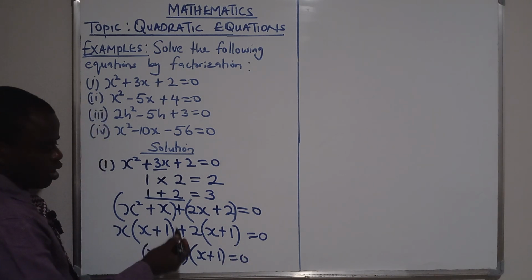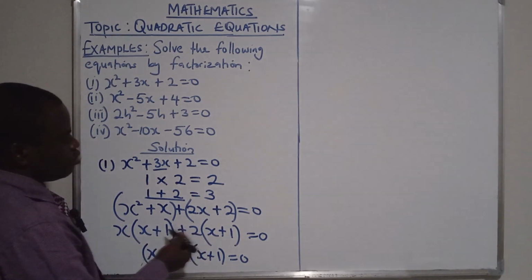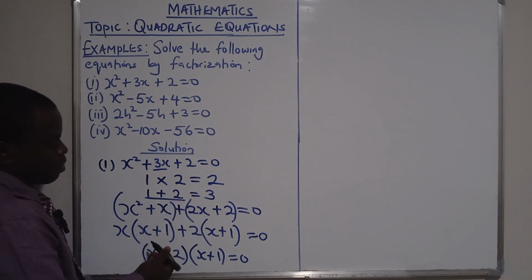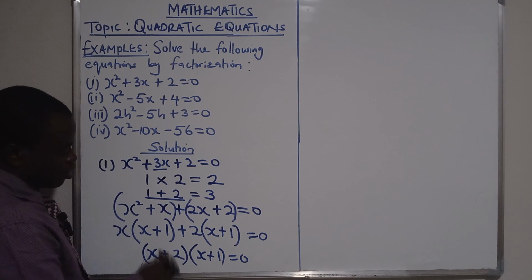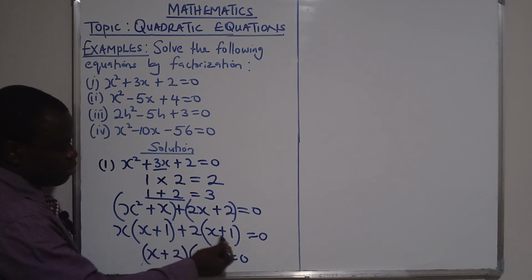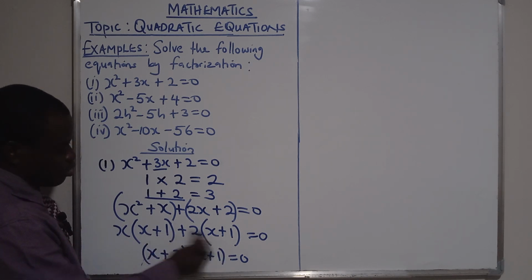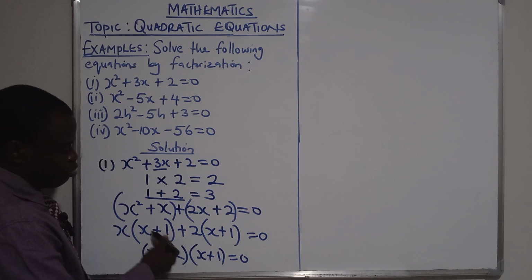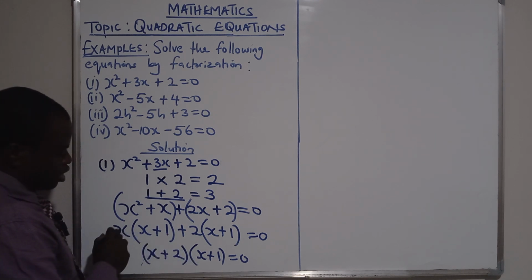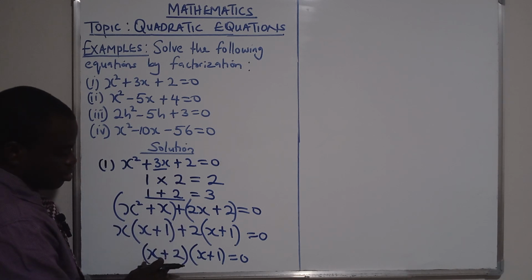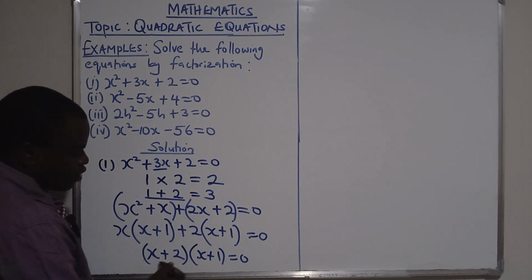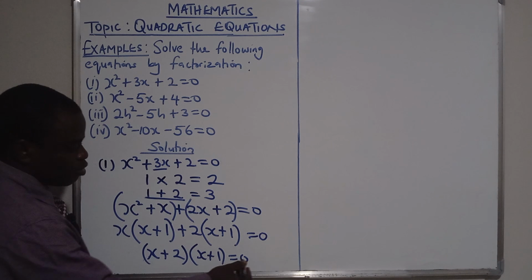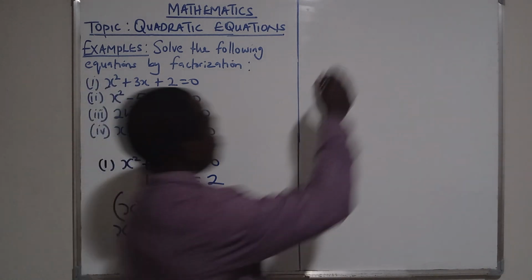When you are solving this type of factorization, you must make sure that what's in the bracket, they are the same. Since x plus 1 and x plus 1 are the same, you pick one out of them and you bring the x plus 2 outside. Is that okay? Now you have x plus 2 bracket x plus 1 equals 0.